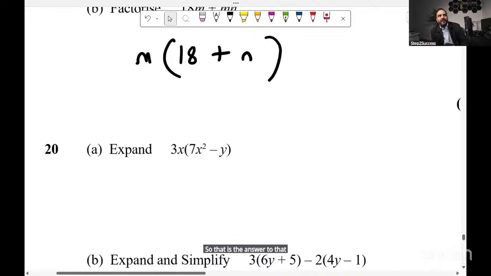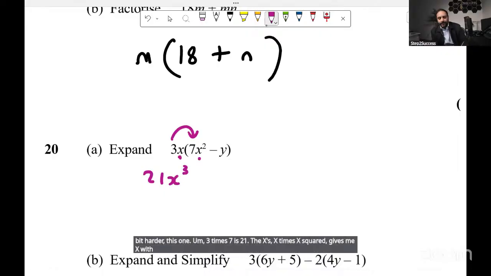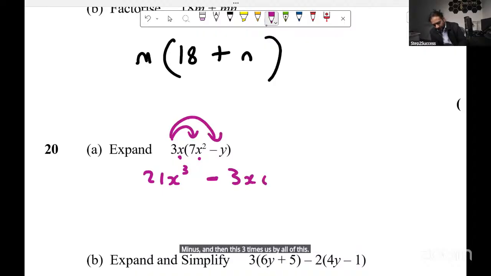Nearly done. Bit harder, this one. 3 times 7 is 21. The x's, x times x squared gives me x with a little 3 on it, because there's 3 of them. Minus, and then this 3 times by all of this, and it all just gets stuck together. So that is the answer.